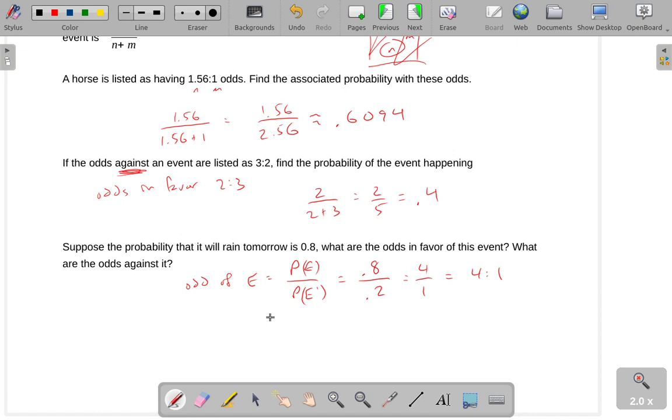What are the odds against it? Oh, what are the odds in favor? So this is odds in favor. And if I switch them around, 1 to 4, this would be odds against.